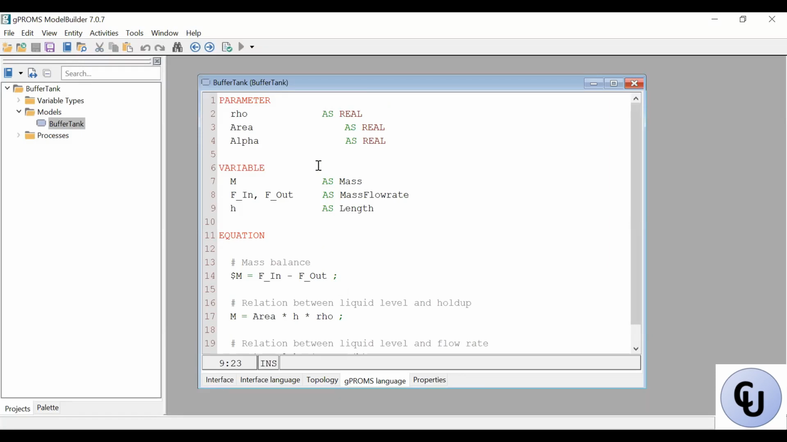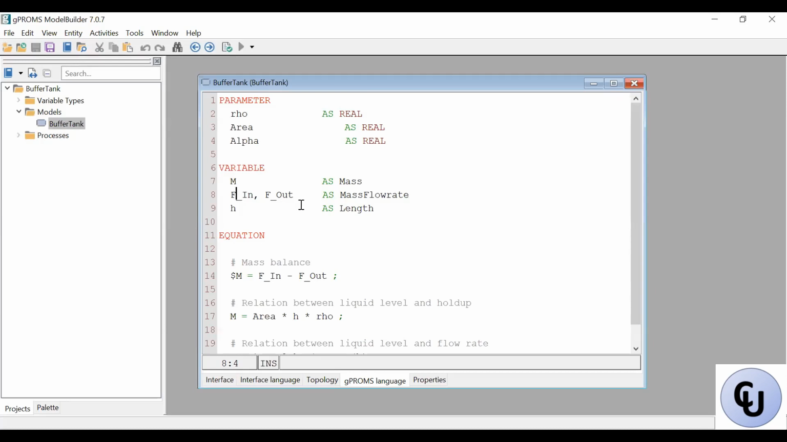I recommend you are more descriptive in your code. So you can write the full hold up, flow in, flow out. That is highly recommended. I decided to make it like this to make the code easier to read for the viewers.